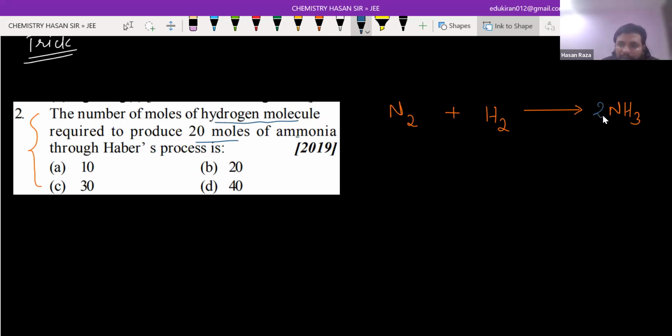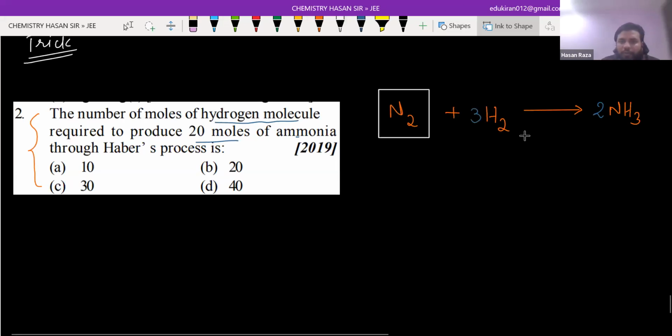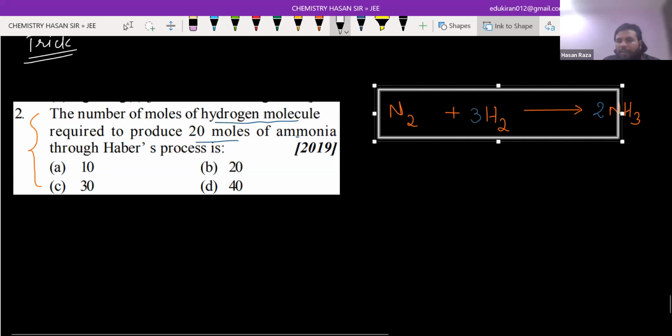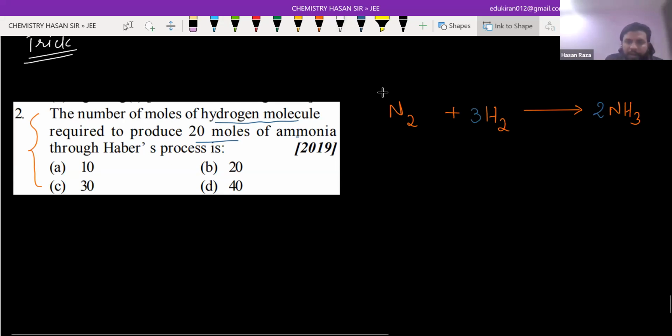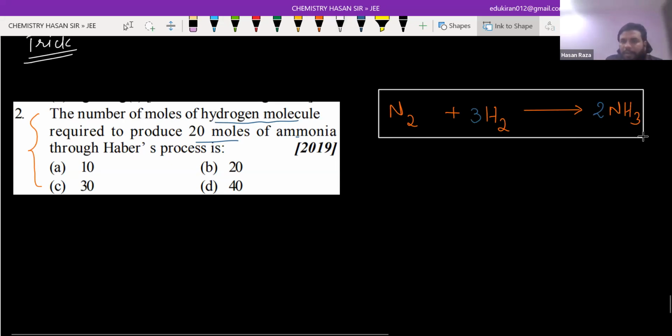Now, in order to balance it, I'm going to put 2 here. So hydrogen is 6 now, so I'm going to put 3 here. Is that clear? Whenever you do this, remember this very important point: first, balance the chemical equation like I just did. And after writing the balanced chemical equation, you are going to do this.